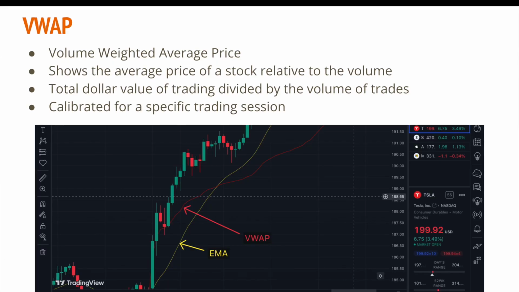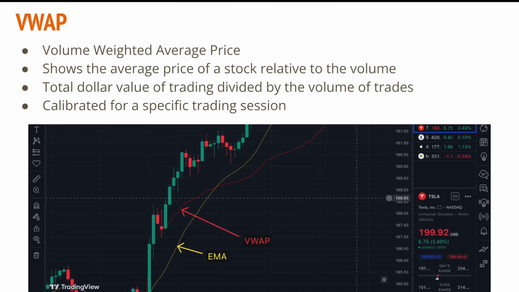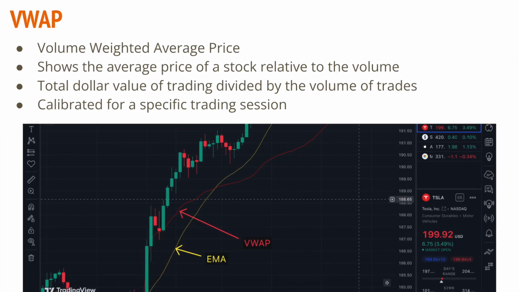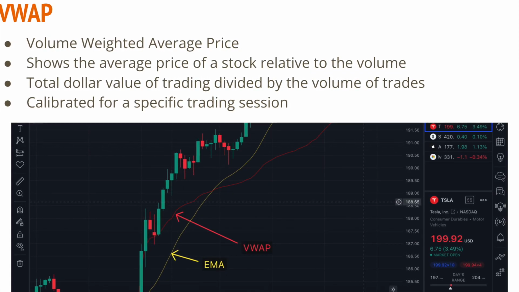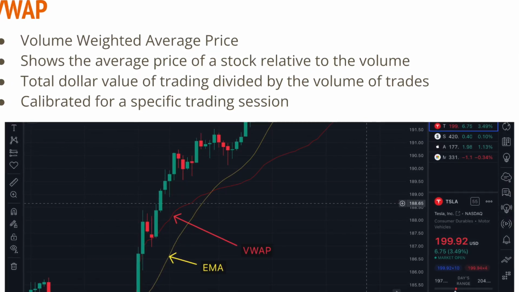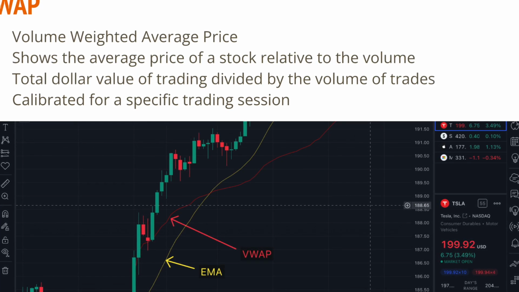Next is VWAP. VWAP is the volume weighted average price, and it shows the average price of a stock relative to the volume: the total dollar value of trading divided by the volume of trades. And this is calibrated for specific trading sessions.